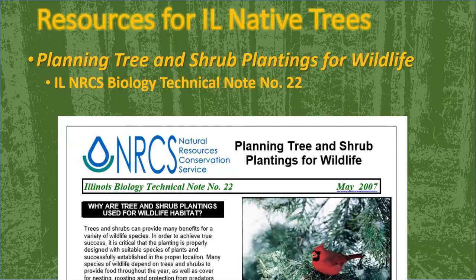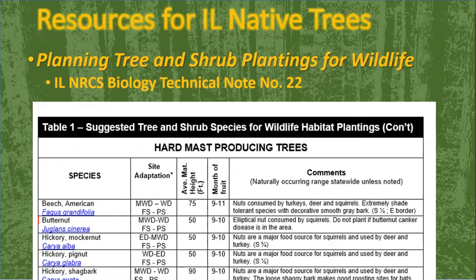So NRCS has a wide range of great documents available that tell us how and when to plant trees or apply many different conservation practices that they do in the landscape. This is one of their technical notes, number 22, that's available on the internet. It goes through another list of tree species, with a little bit different information, but it's a list of a lot of native trees. I'm pretty sure most of this list is native, but I didn't check it for native versus non-native.